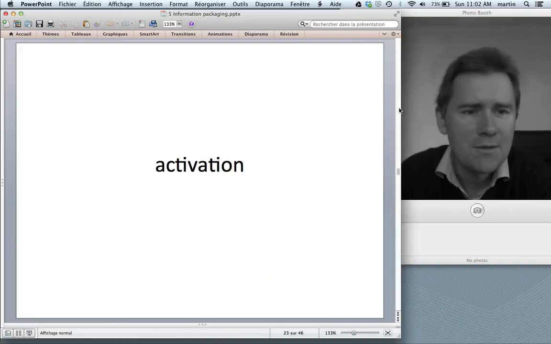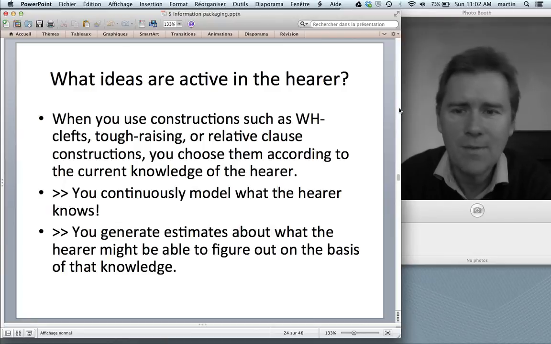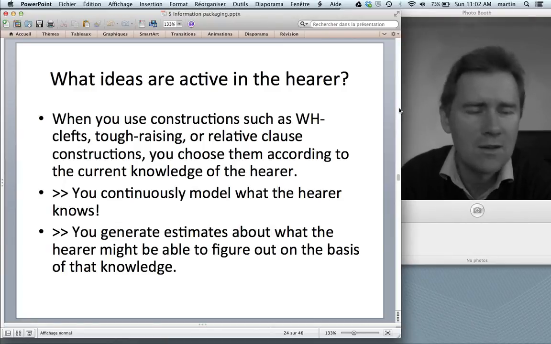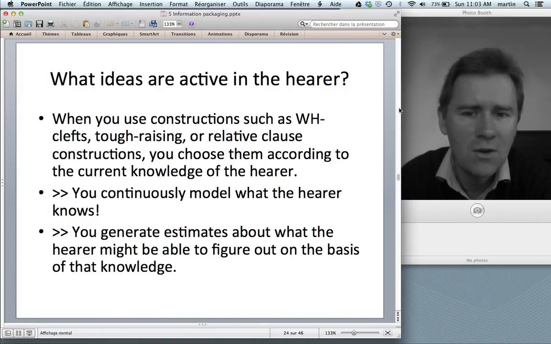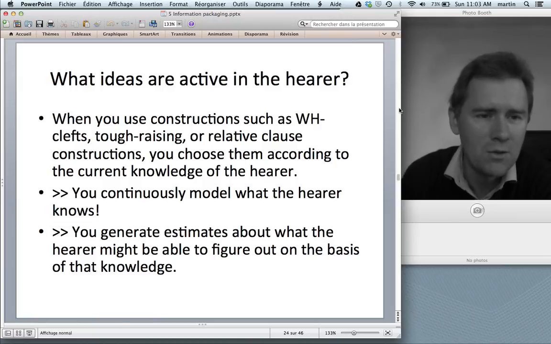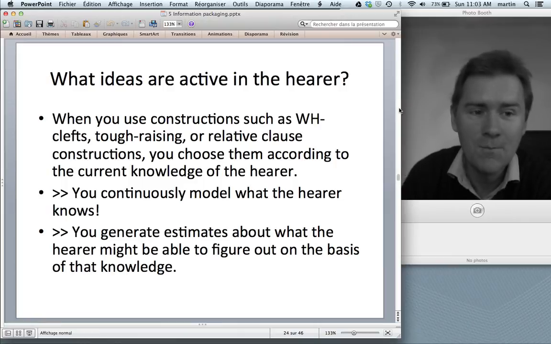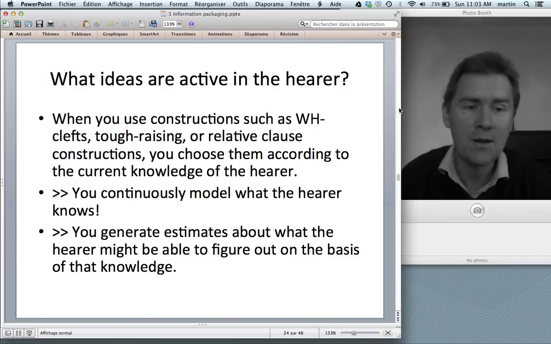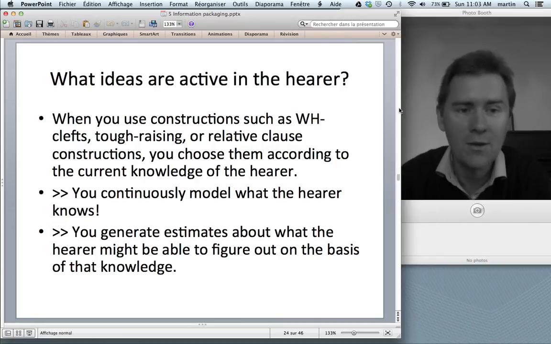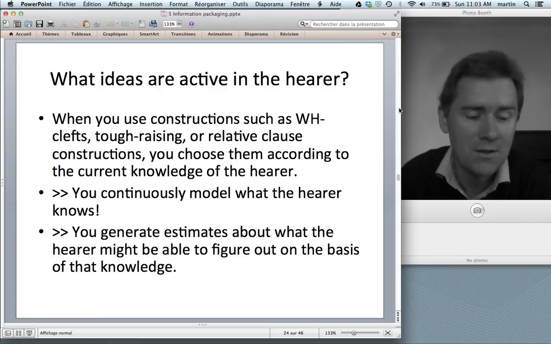Right, a second concept that is important is activation. Activation answers the question, what ideas are currently active in the hearer's mind? So when you use constructions such as WH-clefts, tough phrasing, or relative clause constructions, you choose them according to the current knowledge of the hearer. That requires you to model continuously what the hearer knows. You're always updating your knowledge of somebody else's knowledge, and presumably they do that too, so everybody has models of models of models of models. They have to stop at one point. And you generate estimates about what the hearer might be able to figure out on the basis of that knowledge. So clearly, they can't think of everything at the same time, but they can figure out nearly everything on the basis of the stuff that they already are thinking of.